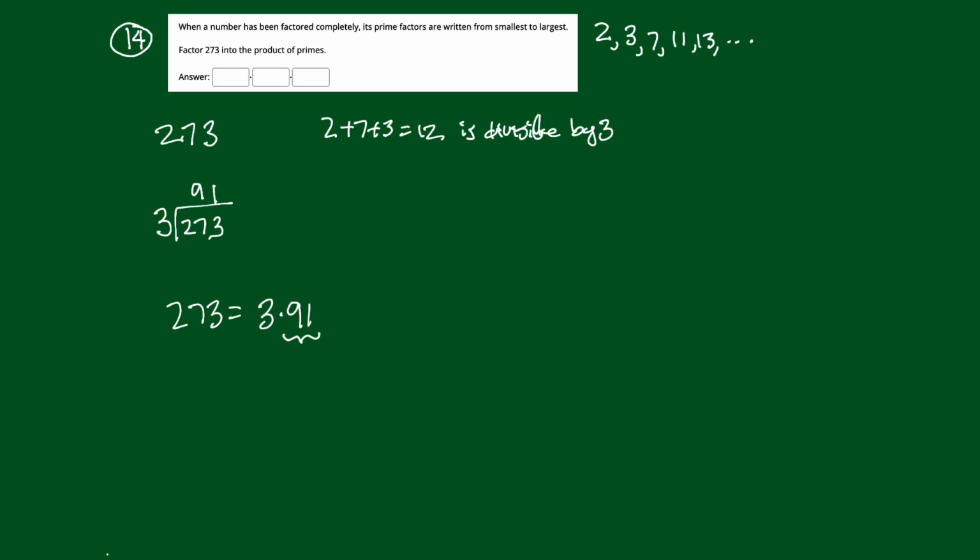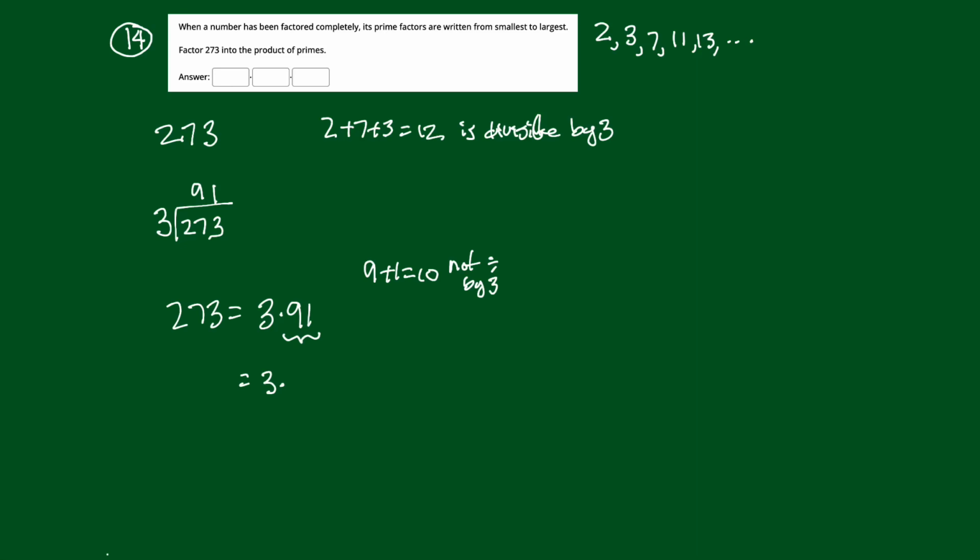Now let's see if we can break down the 91. So we'll get 3 times something. Let's see. Now, 91. Go all the way back to the beginning and start the process over. Does 2, the first prime, divide evenly into 91? No, 91 is odd, so 2 does not go into it. What about 3? Does 3 divide into 91? No, it does not, because 9 plus 1 is 10, and this is not divisible by 3.